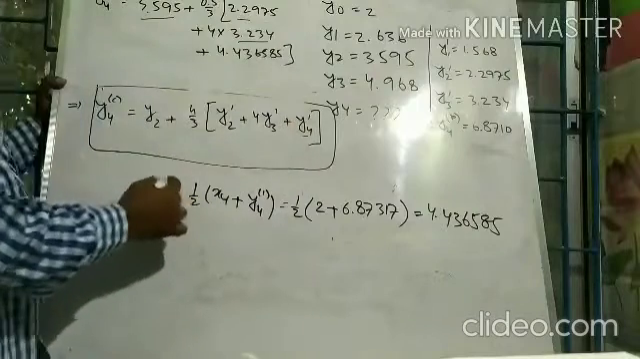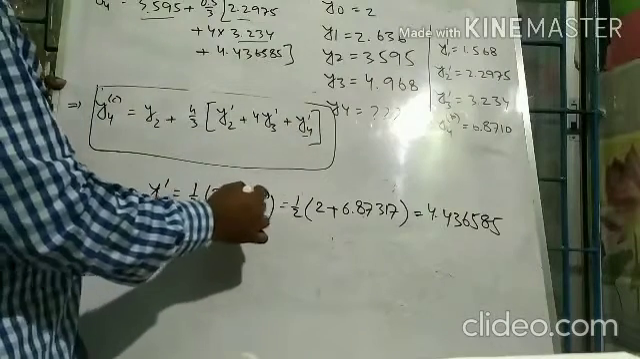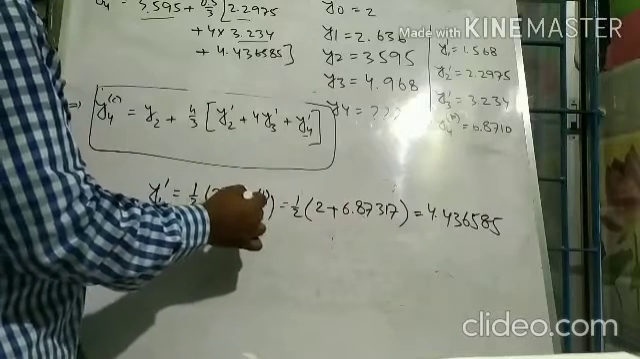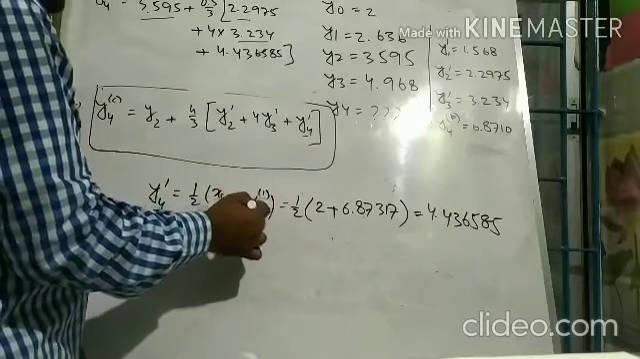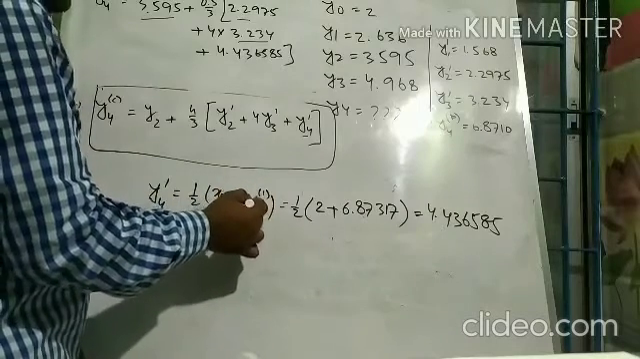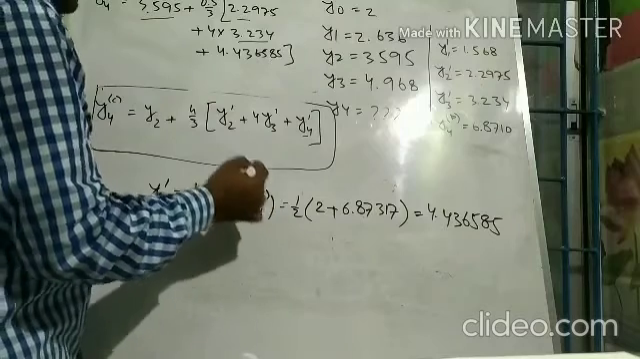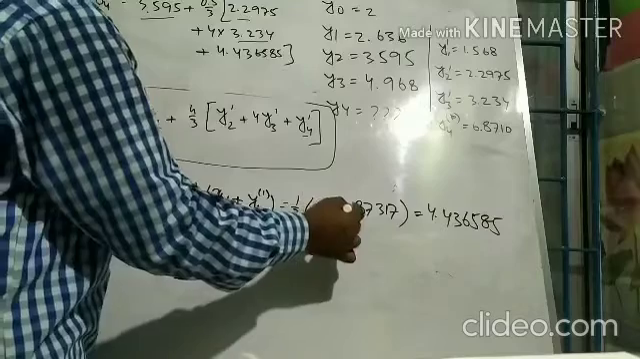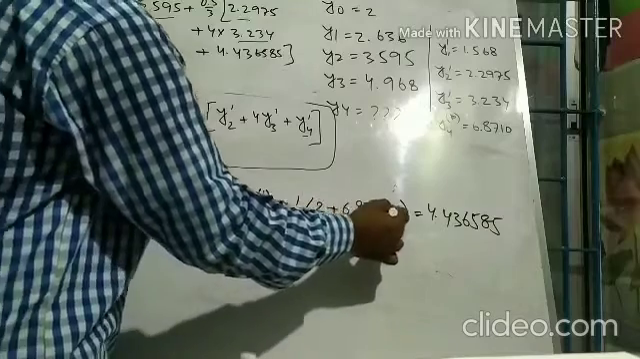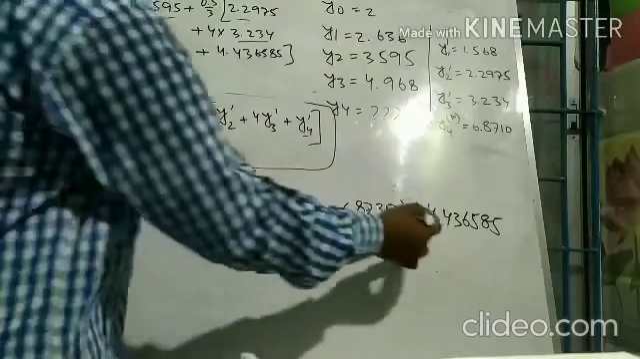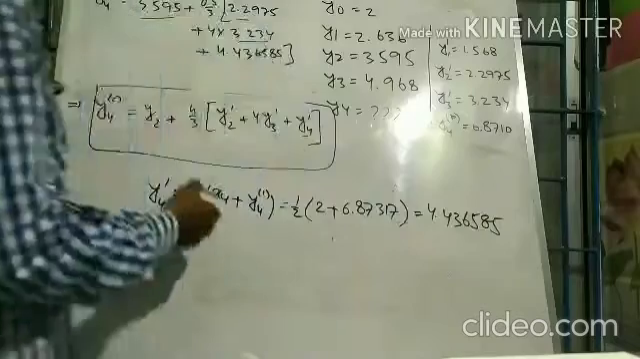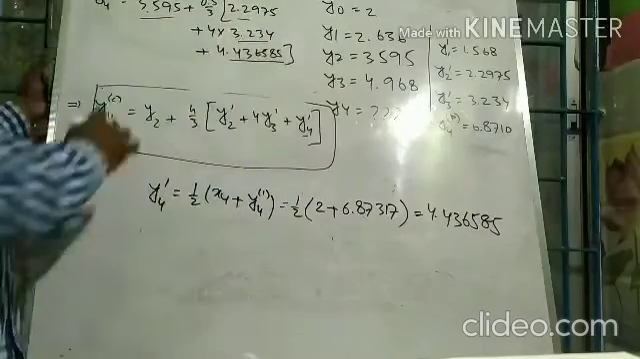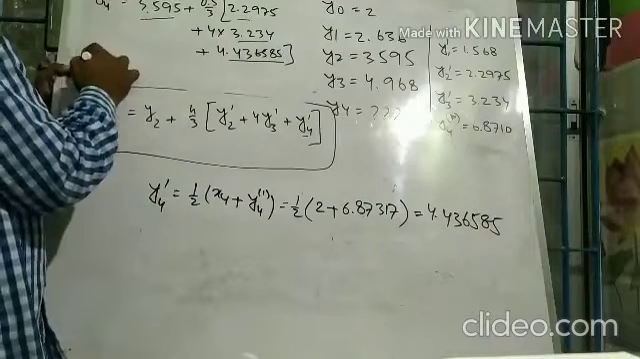For y4 prime, this is half x4 plus y4. Now in place of y4, we are writing y4 1, the first iterative value of y4. So it is half plus 2 times 6.87317, and simplify. This is 4.436885. So put here 4.436885. Okay, calculate the second iterative value of y4.